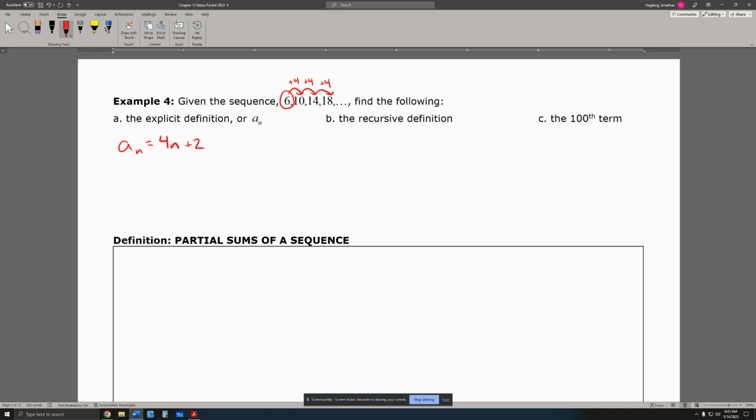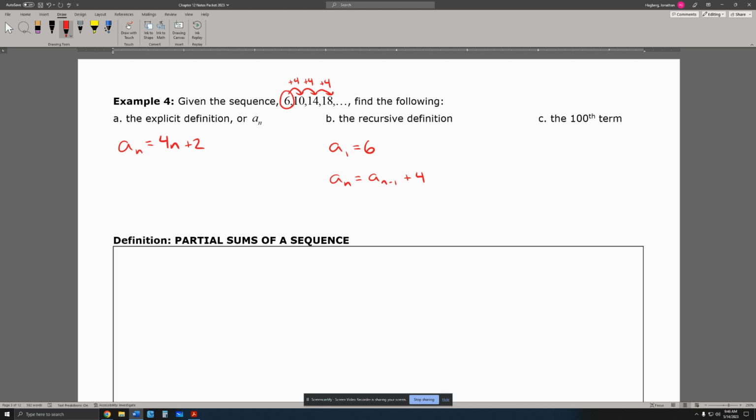For the recursively defined sequence, or the recursive definition, we have our first term. We need that given criteria. And then any term in the sequence is given by the previous term, a sub n minus 1, plus our common difference of 4. So we just take the previous term and we add 4 to it to get any given term.